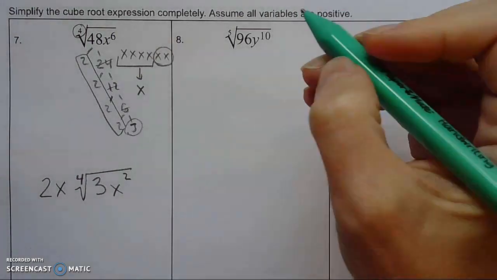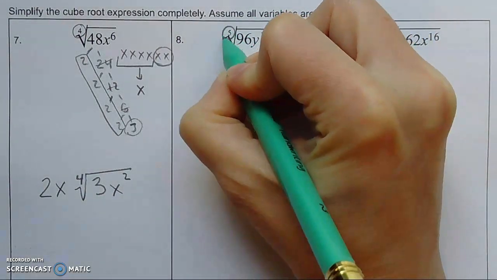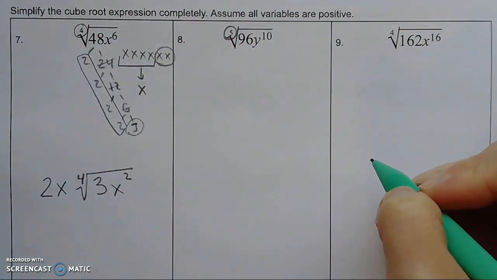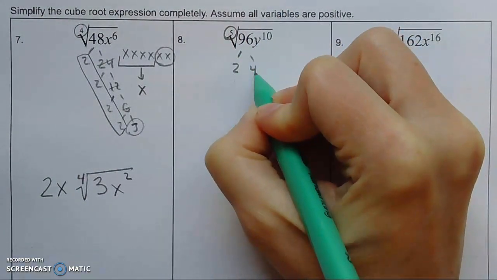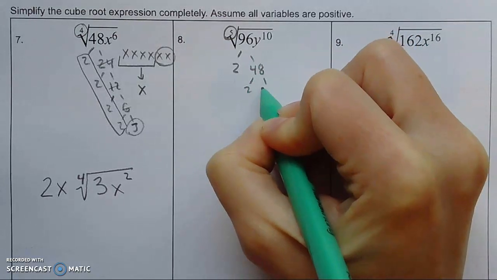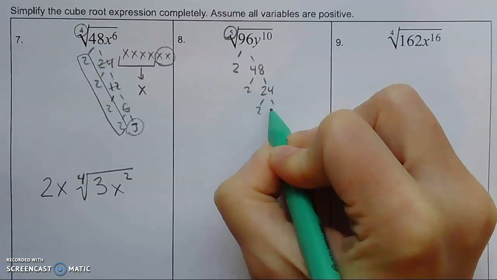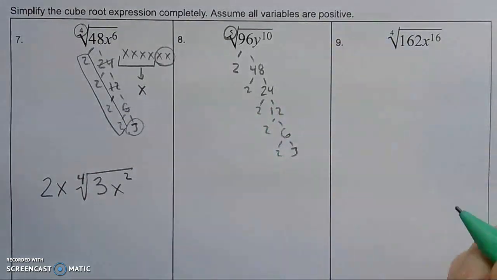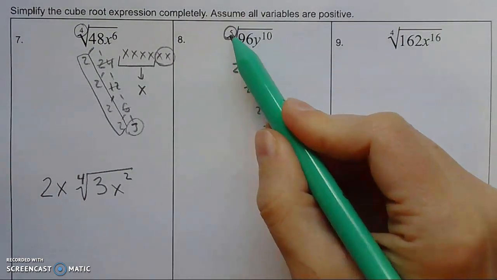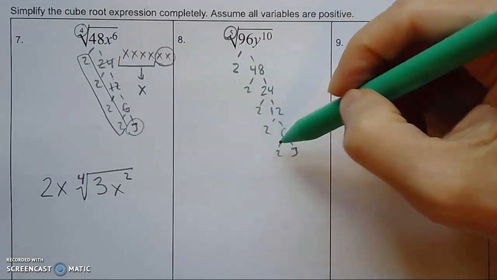All right, this one, pay attention. It is now a 5th root, so I'm looking for groups of size 5. So 96, half of 96 is 48. Half of 48 is 24, half of 24 is 12, half of 12 is 6, half of 6 is 3. Looking for groups of size 5. 1, 2, 3, 4, 5 2's here.